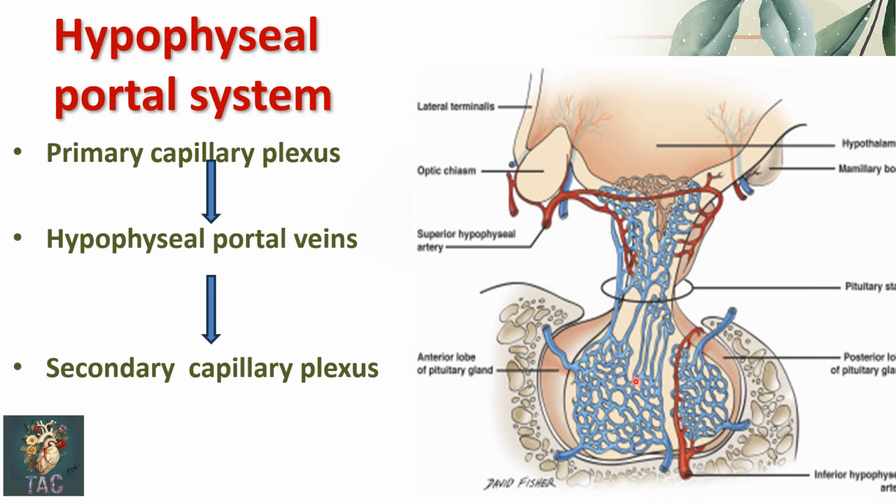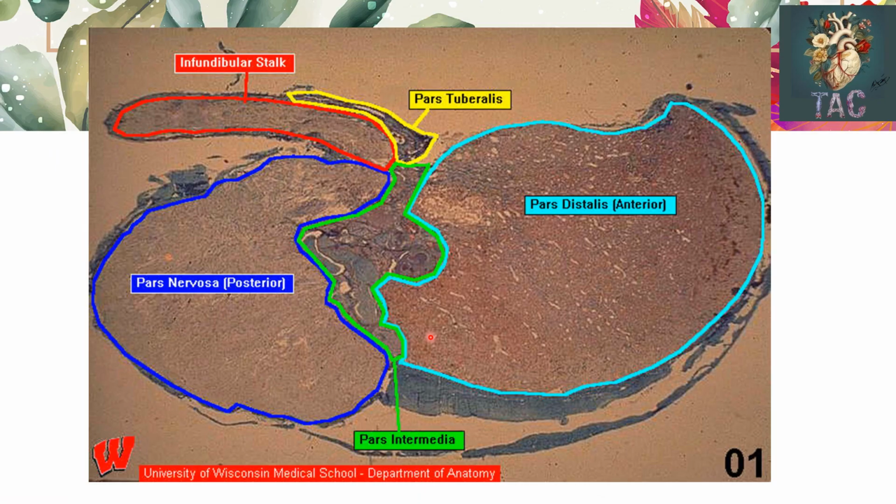So this is the circuit by which the neurosecretory granules, which are carried to the infundibulum from the hypothalamus, are carried by way of the hypophyseal portal vein into the pars distalis. There are some other short portal veins which travel from the pars distalis to the pars nervosa, and they bypass the systemic circulation, and they have negative or positive feedback effects on the different hormones which are secreted into the pars nervosa.